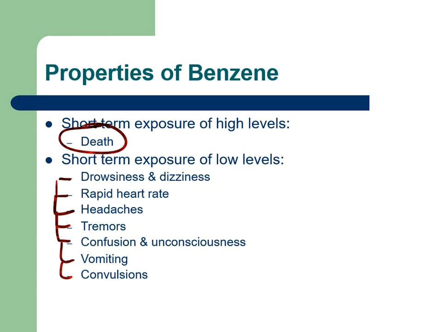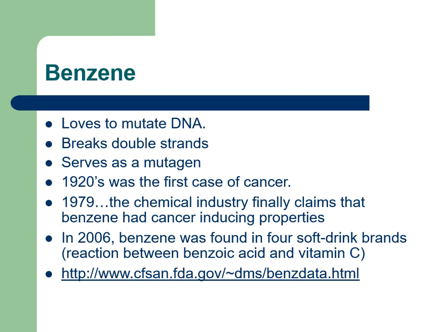So what else about benzene is a problem? Well, benzene loves to mutate DNA. Okay, that's kind of how it works. DNA is actually made up of some aromatic compounds as well, and you're going to see these. And DNA, because it's aromatic and because of the shape of DNA, benzene can literally kind of slide right into that system, and it begins to break apart the double strands of the DNA molecule.